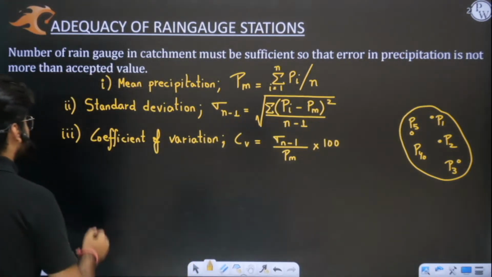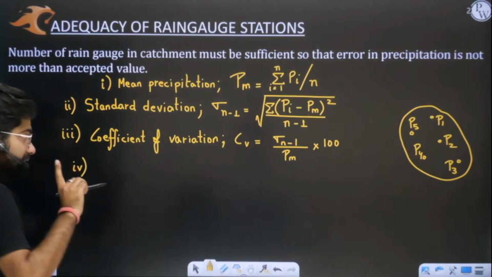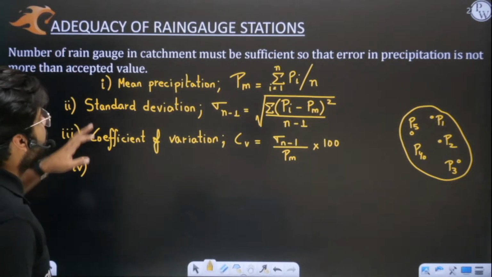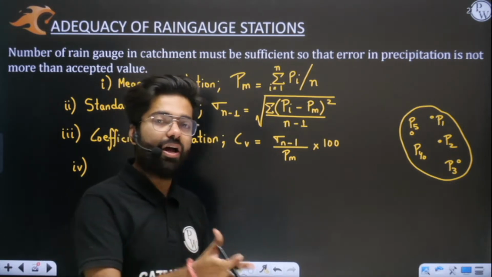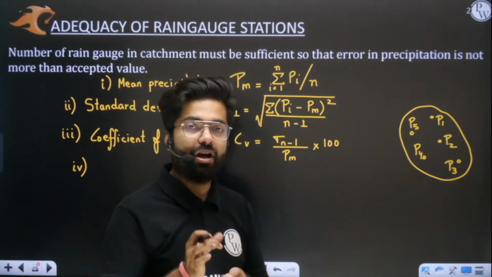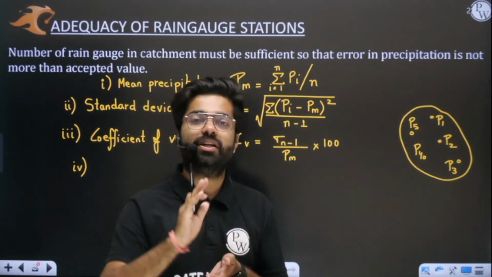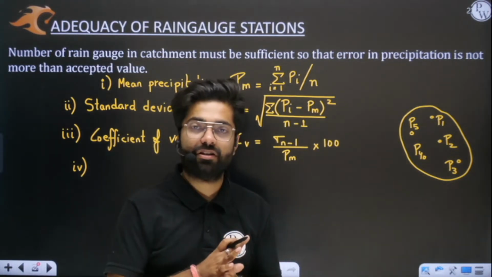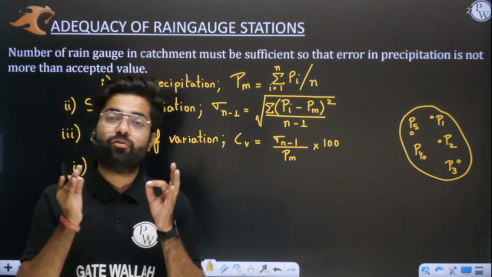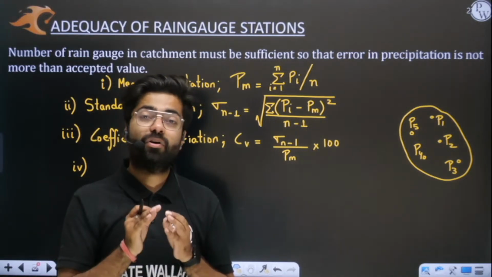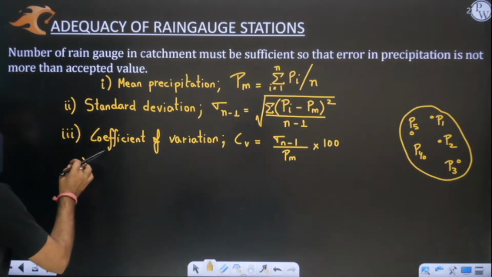Now the fourth step, which is the most important one. Listen very carefully here. The heading is the sufficient number of rain gauges. How many rain gauges do we require in order to minimize our error to 10%, or let us say 5%? That kind of question will be given. In the question they will give you the error. So for a given error, what is the number of rain gauges that we require? That will be found out with the help of this fourth point.